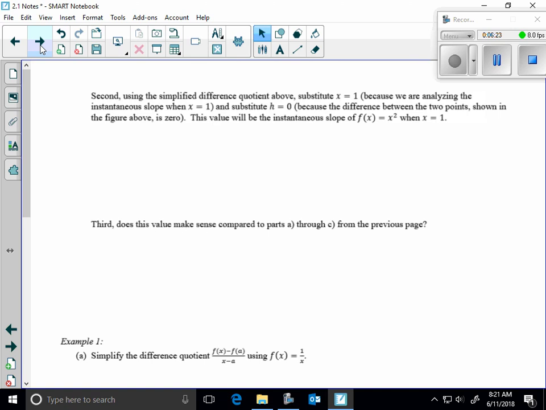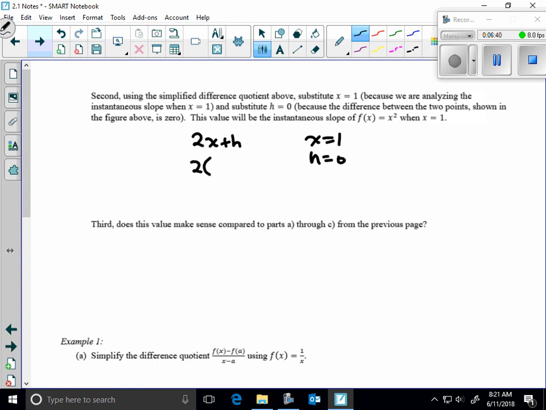So now we want to use the simplified difference quotient. Let's write it down. The simplified difference quotient was 2x plus h. And we're going to substitute in x equals 1. So we know x equals 1. And what's happening to h? Well, h is going to 0. So we're going to plug those two values in, and let's see what happens with our slope. This is just calculating the slope of that tangent line. Well, it looks like that slope of that tangent line will be 2.